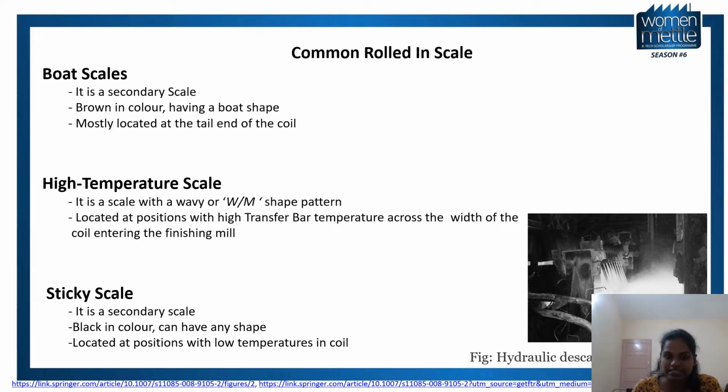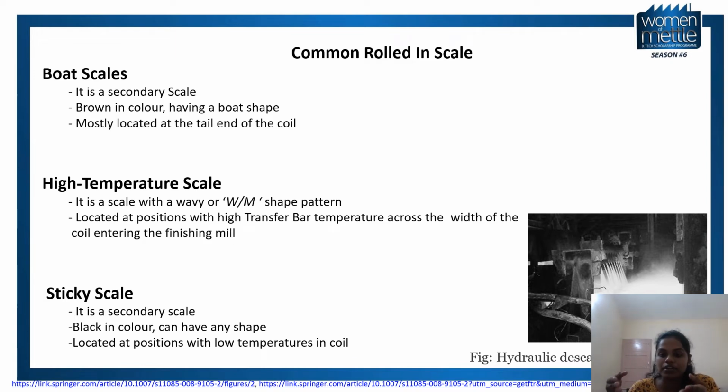After that, we have sticky scales. Sticky scales are also a type of secondary scale. They are usually black in color, can have any shape and are located at positions with low temperature in the coil. One thing to mention is that pickling is a process where we remove the scales. For boat scales, it can end up having pits in the place of the scale. But in the case of sticky scale, it doesn't end up as a pit, but there is a color gradient between the surface of the steel and that of the scale.